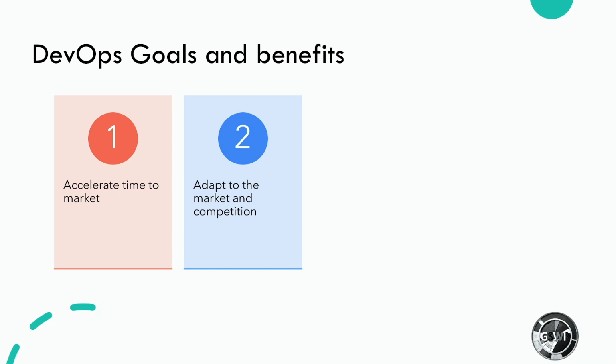Second, adapt to the market and competition. A DevOps culture demands that teams have a culture-first focus. By marrying agility, team collaboration, and focus on customer experience, teams can continuously deliver value to their customers and increase their competitiveness in the marketplace.